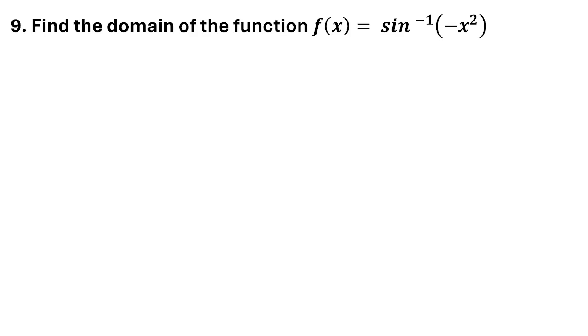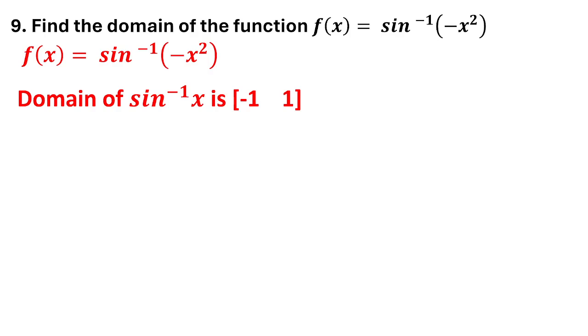Find the domain of the function sine inverse of minus x square. Be careful. All of you know what the domain is. It ranges from -1 to 1. Therefore, be careful. Try to understand the difference between the domain and the range of an inverse trigonometric function. This idea should come to your mind. The domain of sine inverse x is -1 to 1.